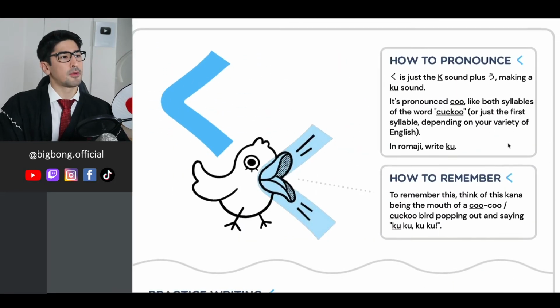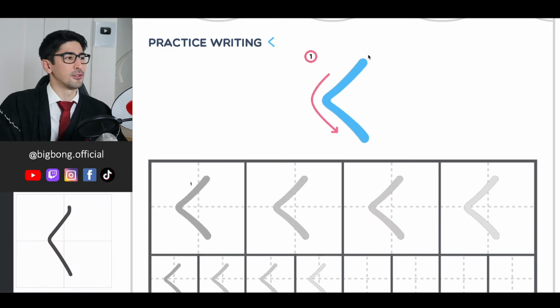Ku. It's pronounced ku, like both syllables of the word cuckoo, or just the first syllable depending on your variety of English. How to remember ku. To remember this, think of this kind of being the mouth of a cuckoo bird popping out and saying cuckoo, cuckoo, cuckoo, cuckoo. Practice writing ku. Ku is only 1 stroke. Very easy. Pretty much like the mathematical symbol of greater than.